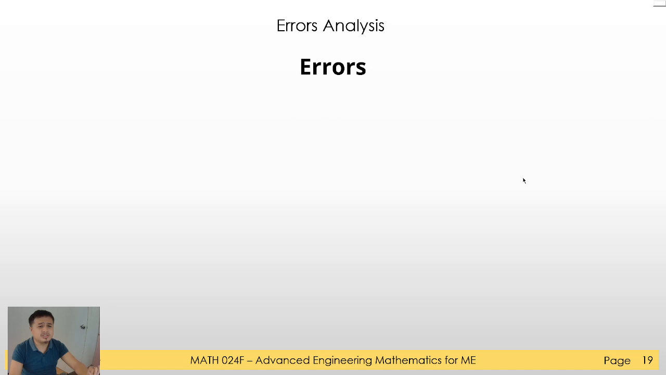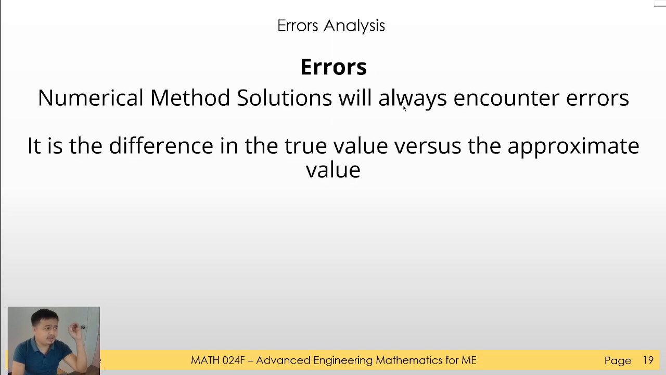In numerical methods, we will always deal with errors since we are not usually finding the true solution. We are just approximating the solution, so errors will inevitably be introduced. Okay, so what is error? It is basically just the difference between the true value and the approximate value. But we could expand on this later on, since we could not always find the true value.